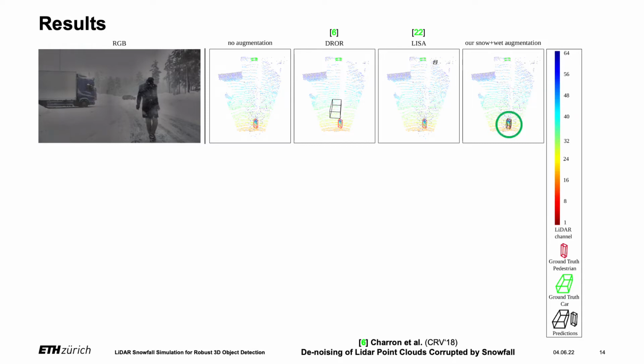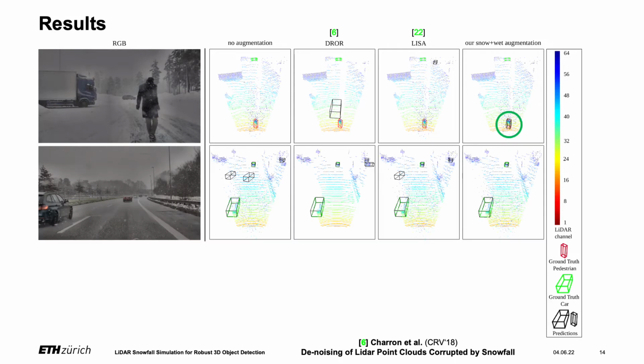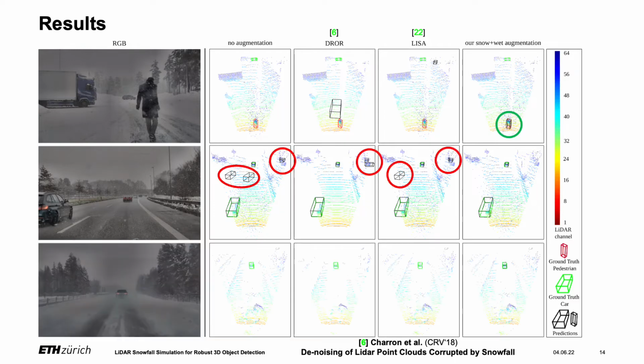In the first example, we are the only method that is able to detect the pedestrian in the snowfall clutter right in front of the ego vehicle. In the second example, we are the only method not predicting any false positives. In the third example, we are the only method detecting the lead vehicle that is swirling up snow dust, causing clutter that DROR cannot successfully remove. In summary, we achieve more true positives and less false positives than any of the competing approaches.